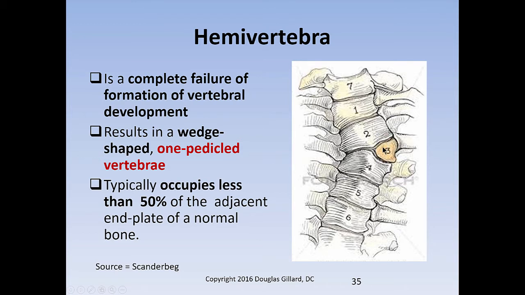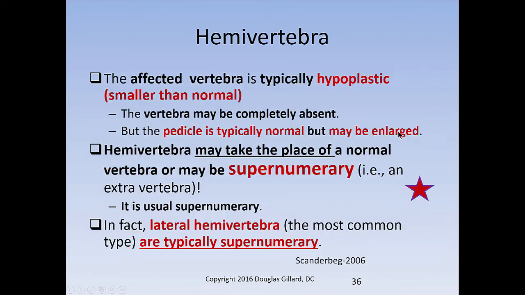These are one of the most dangerous types, especially if there's a unilateral bone bar on this side. Very, very dangerous scoliosis, as we'll see. The affected vertebra is typically hypoplastic. What does that mean? Smaller than normal. We know that. It's just a little chunk of cheese. Maybe completely absent. You may have nothing there except the posterior arch and elements.